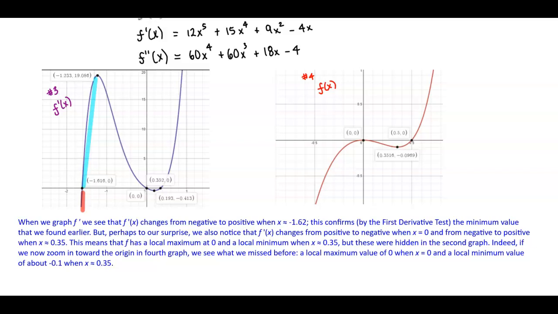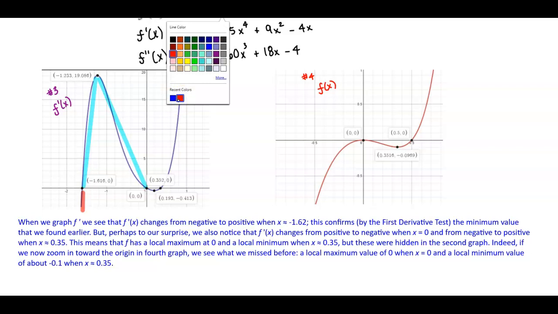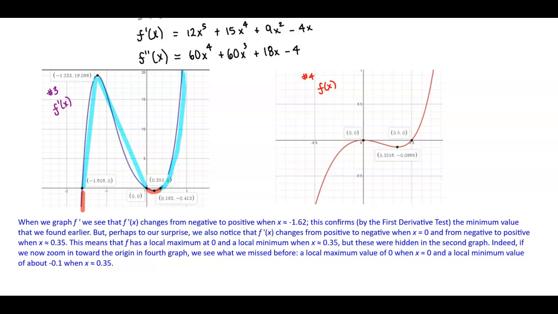But perhaps to our surprise, we also notice that the first derivative changes from positive to negative when x is equal to 0. So we can see here that it's changing. Here it is positive, above the x-axis, and then it becomes negative here, which is below the x-axis. So at 0, it's changing from positive to negative. And then it's going to go from negative to positive when x is equal to -0.35.